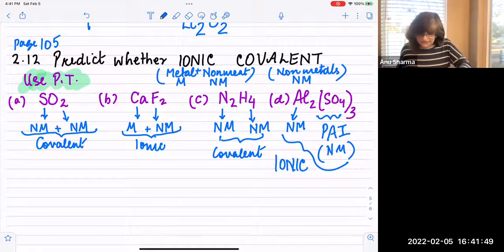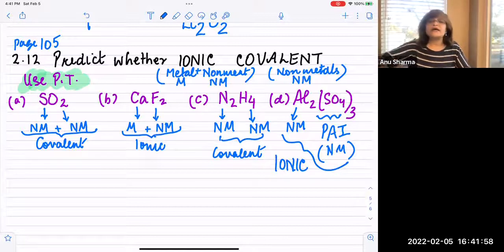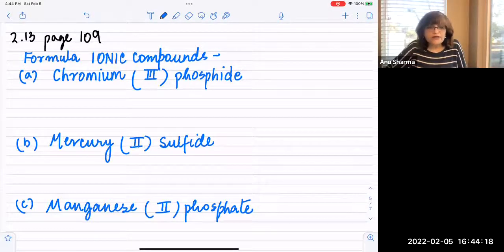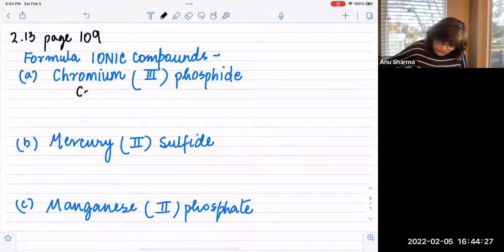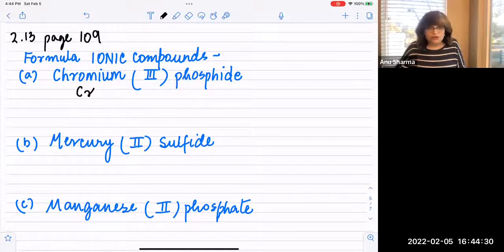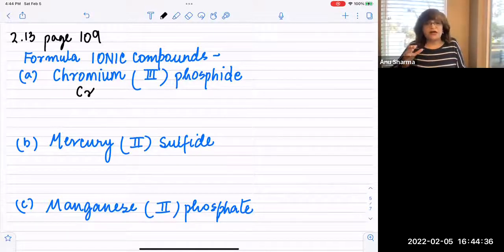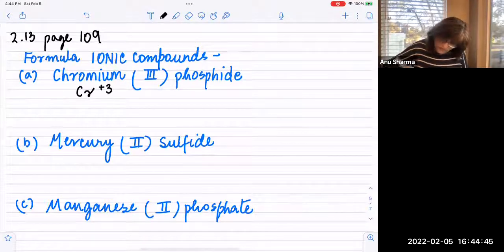Now let's look at the next problem, which is 2.13, and that is writing the formulas of ionic compounds. Here we are given the names of the ionic compounds, and we're being asked to write the formulas. So chromium, know the symbols. If something is given to you in parentheses, that means that's a particular metal that can make more than one positive charge. Here's this chromium with +3 charge. So just put it like that.